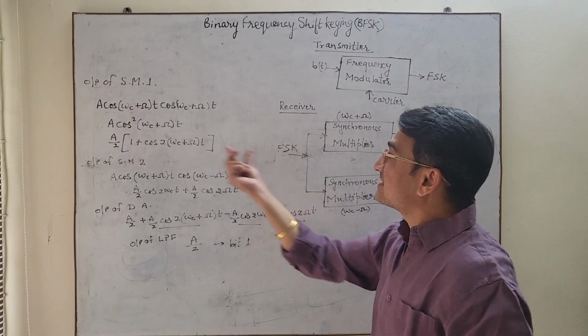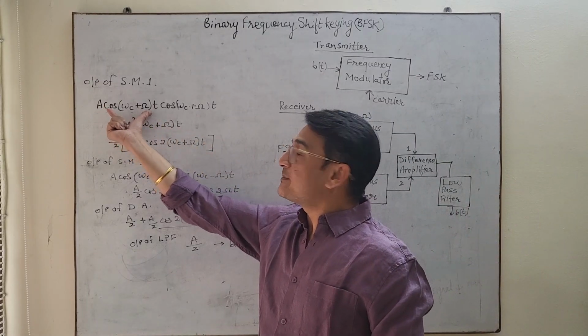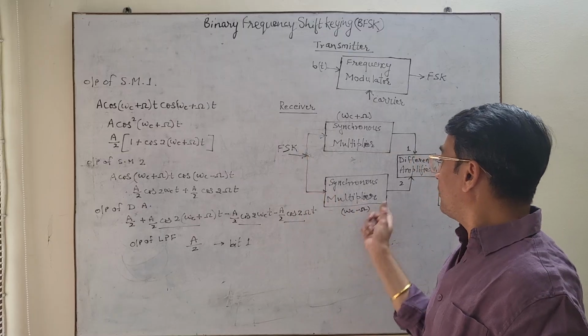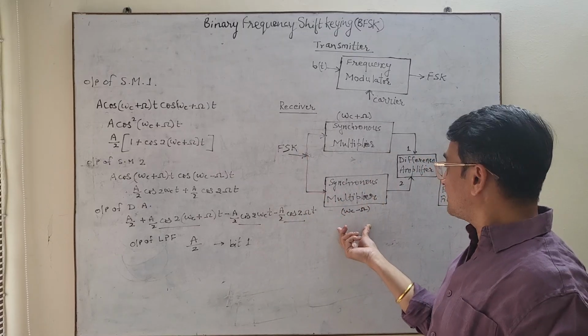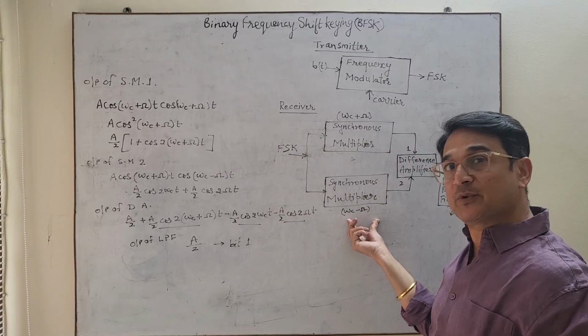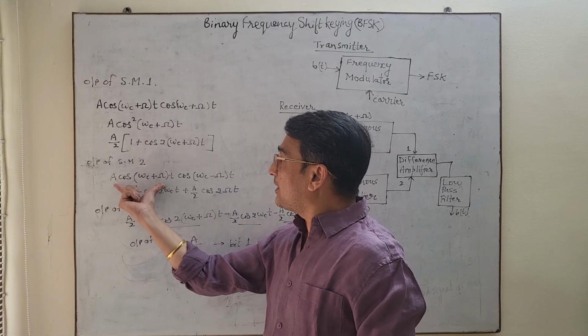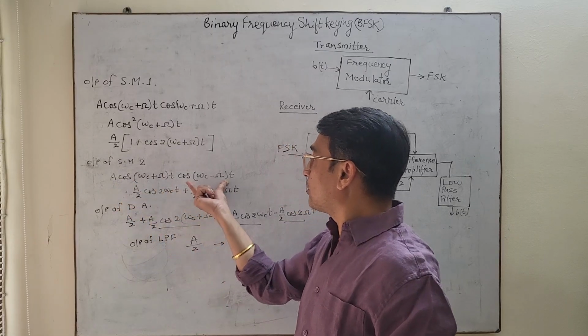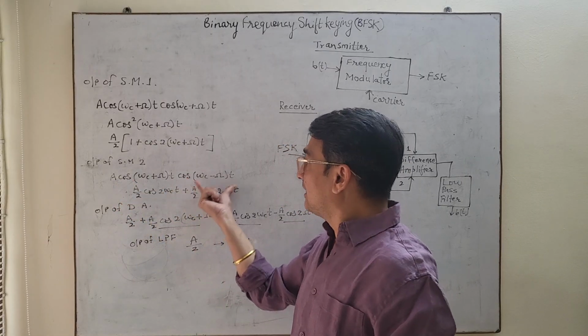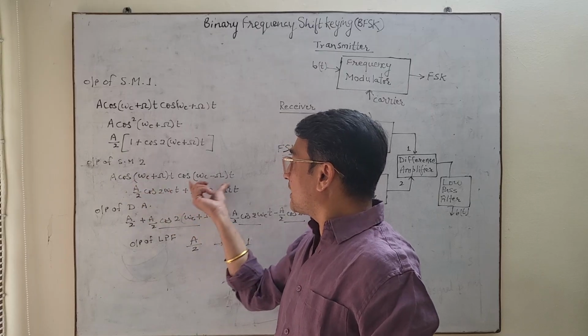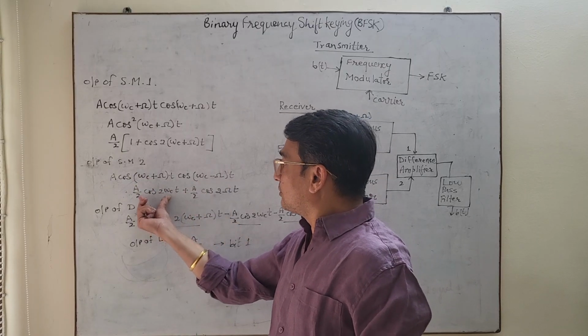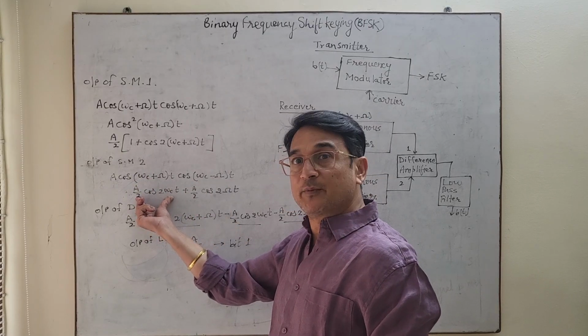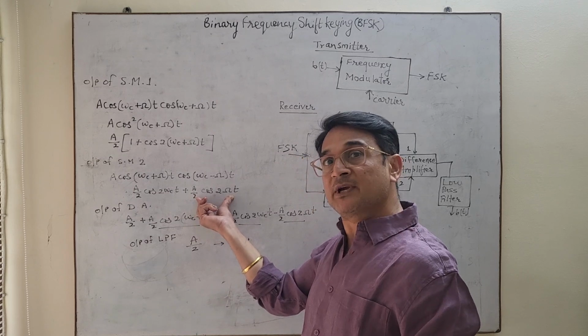The same FSK signal, which is A cos(ωc + ωt), is now fed to synchronous multiplier 2, which has frequency ωc − ωt. So now it will be A cos(ωc + ωt) into cos(ωc − ωt). It will be now cos A cos B, so this will be A/2 cos 2ωct plus A/2 cos 2ωt.